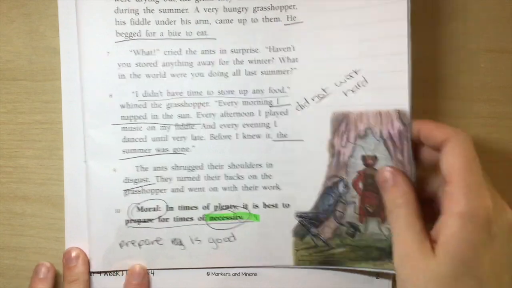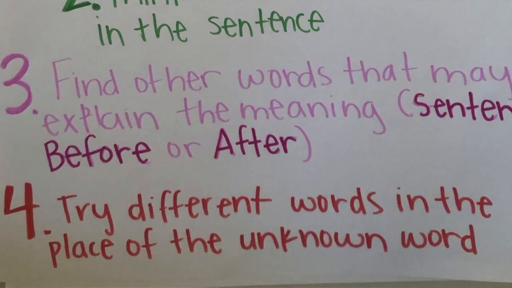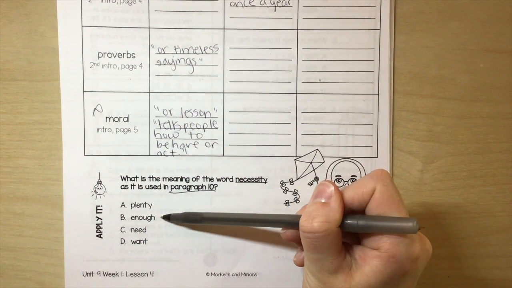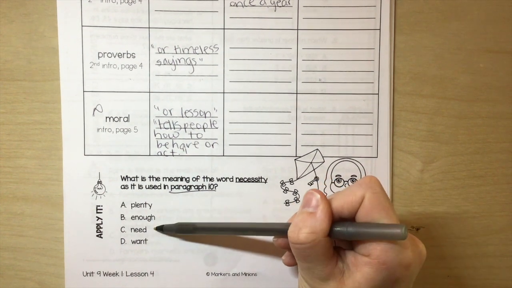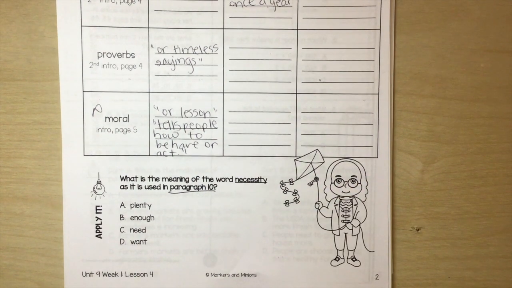So this one is actually going to deal with step number 4 in our anchor chart, where it talks about replacing the word with a word that means something similar. So in times of plenty, in times of enough, for times of need, for times of want. So choose which one and log it on your homeschool log. Go.